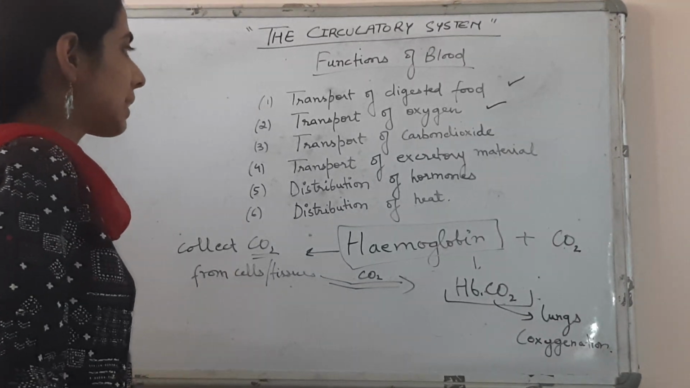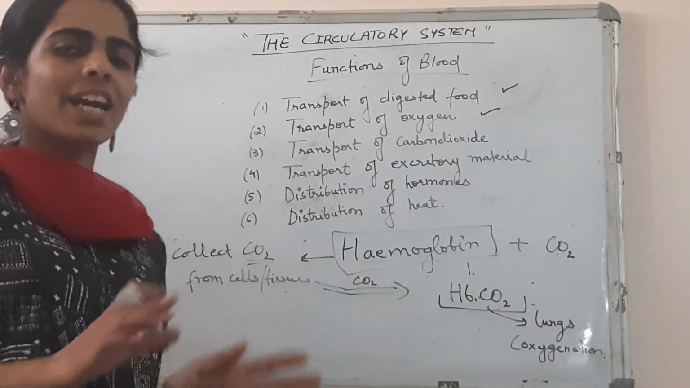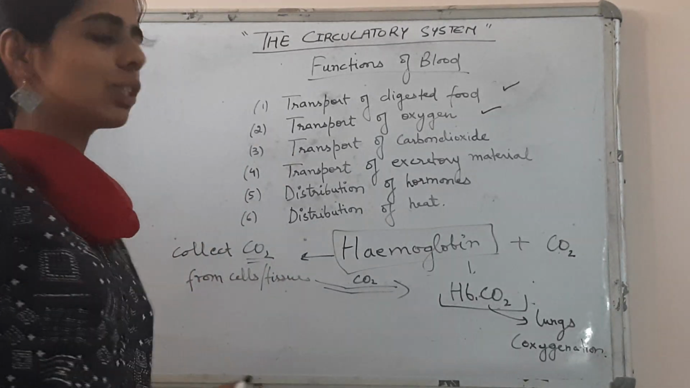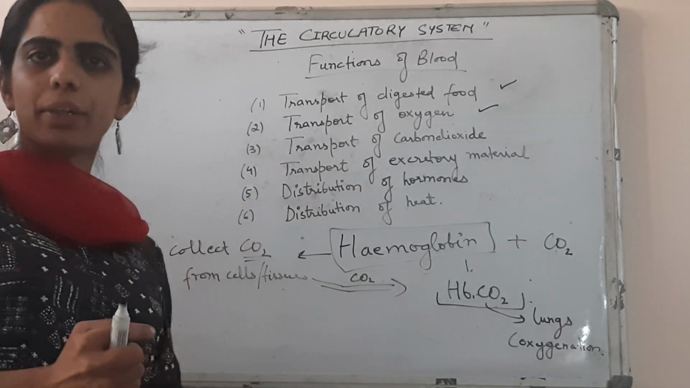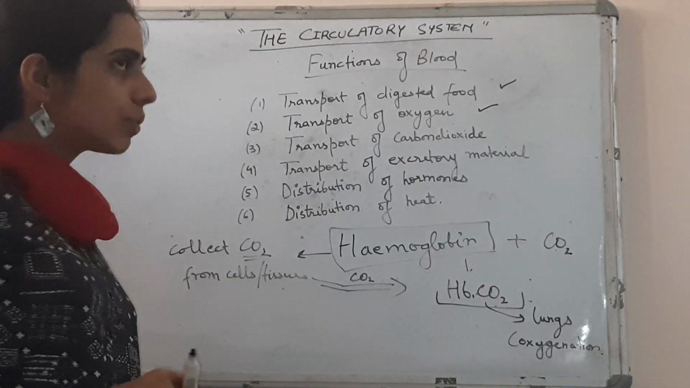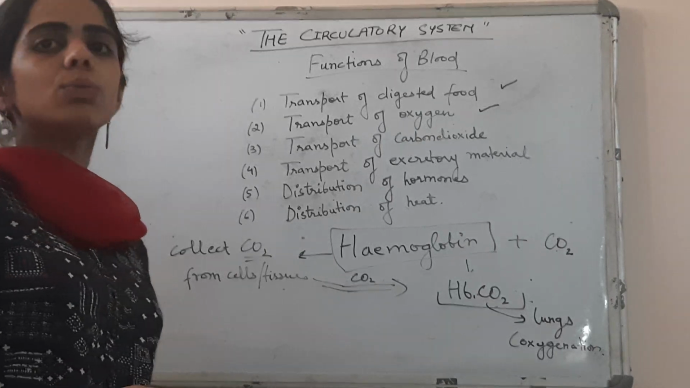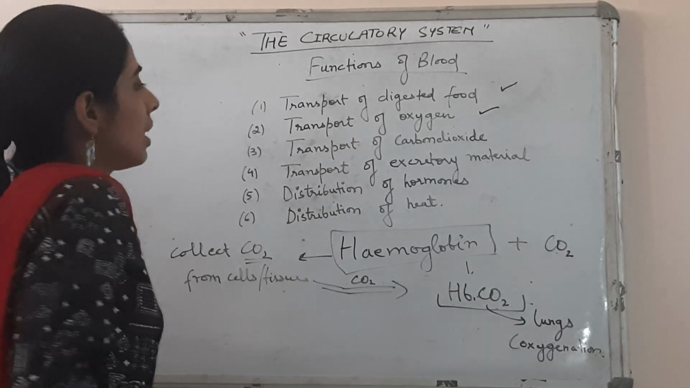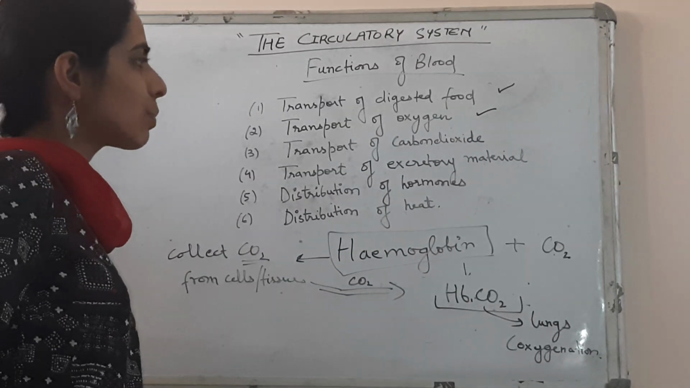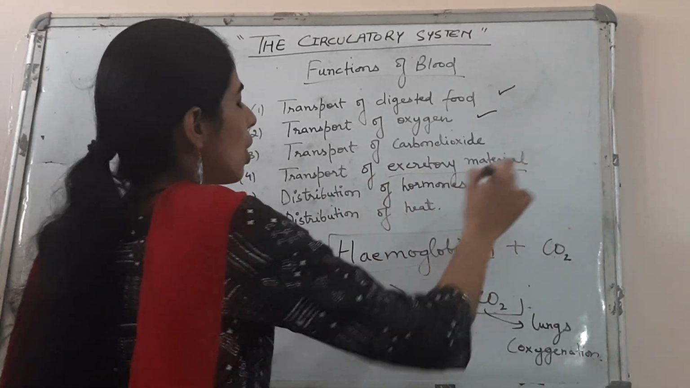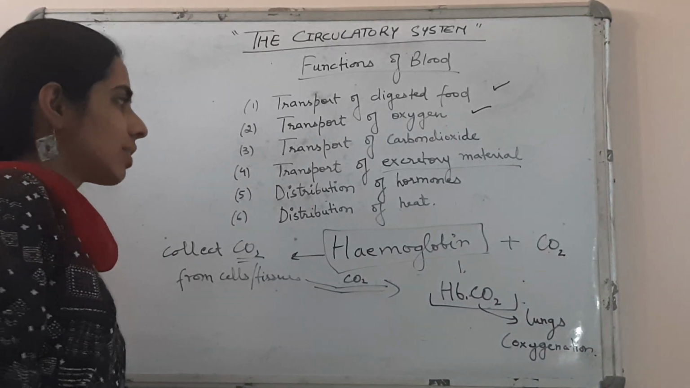Okay. So next is the transport of excretory material. Again, our blood is an all-rounder. Just think of it as an all-rounder. It has so many functions to perform. It will collect the waste material, the excretory material which is not useful for our body and can cause harm to our body. It will carry that material to the excretory organs like kidney, skin, intestine, so that it does not get accumulated and harm our body.